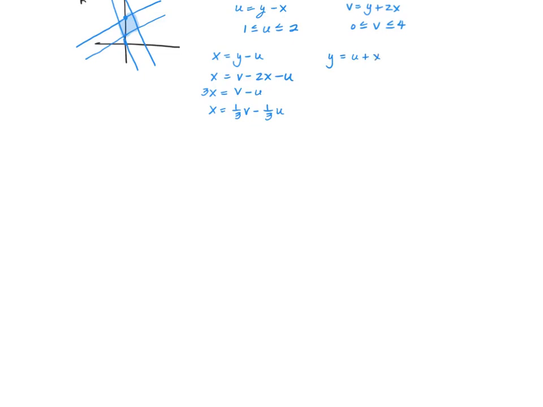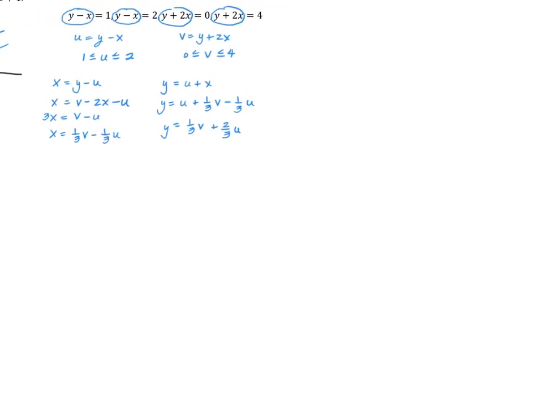And I already found x. So y is equal to u plus 1/3 v minus 1/3 u. If I combine these u values, I get y equal to 1/3 v plus 2/3 u, which means I can now compute my Jacobian.